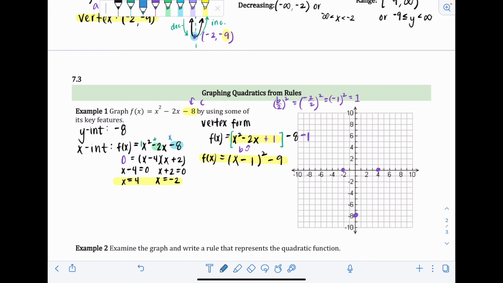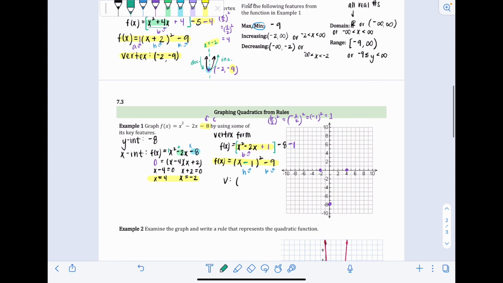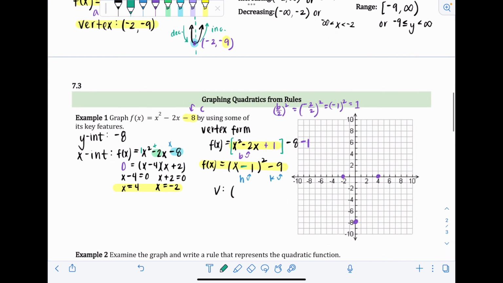To find the vertex, I need to find my h and k. So h is 1, k is negative 9. My vertex, remember, h is positive 1 because that minus is embedded in the formula itself. If we look up here, that minus is already there. So that means that h is positive 1 and k is negative 9.